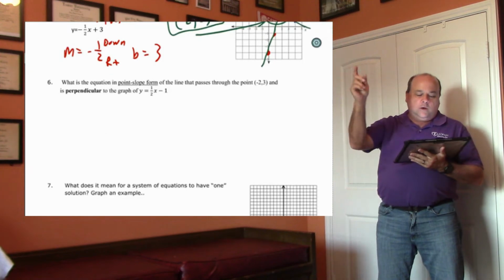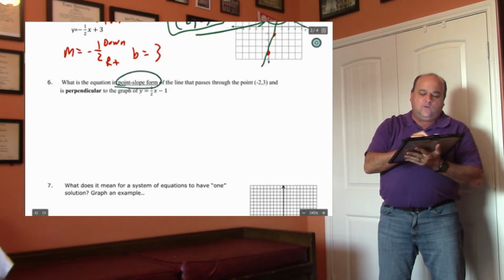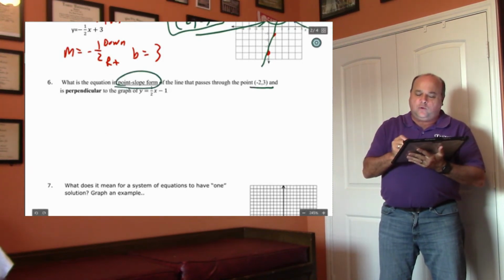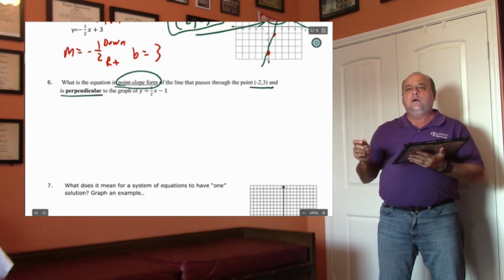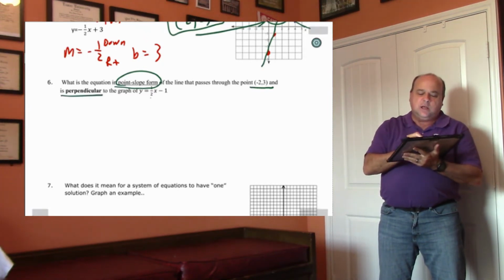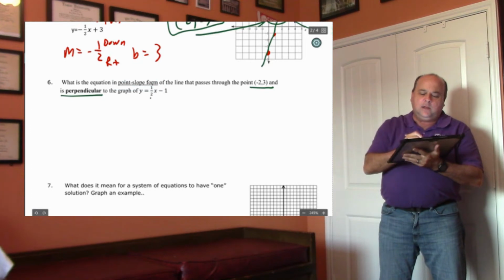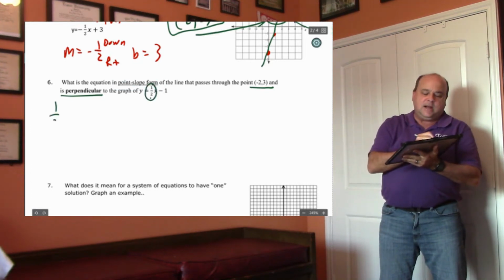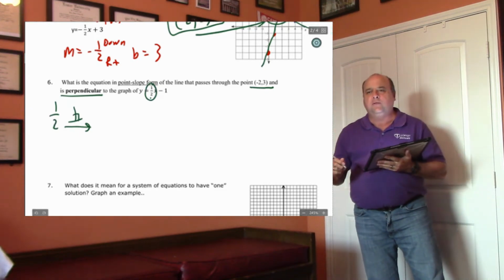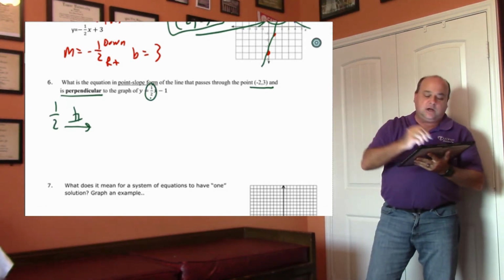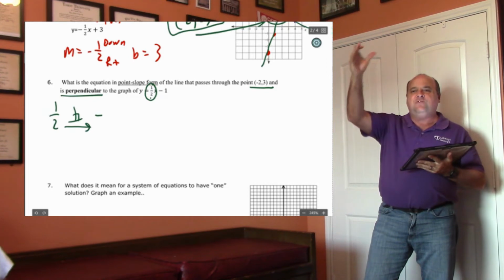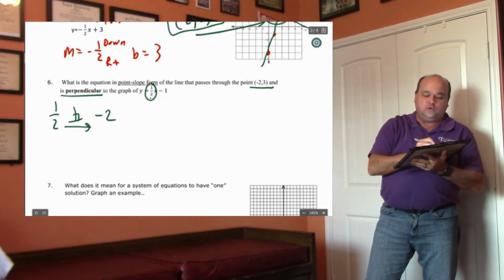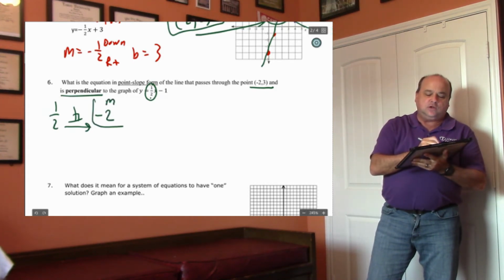What is the equation, in point slope form, of a line that passes through the point and is perpendicular? Okay, so let's get our slope first. Our slope right now is 1/2. So let's write down 1/2, draw an arrow, and we need the perpendicular slope to that. So it's positive, it's going to turn negative, and the 1/2 is going to flip to 2 over 1 or 2. So this is going to be my new slope.